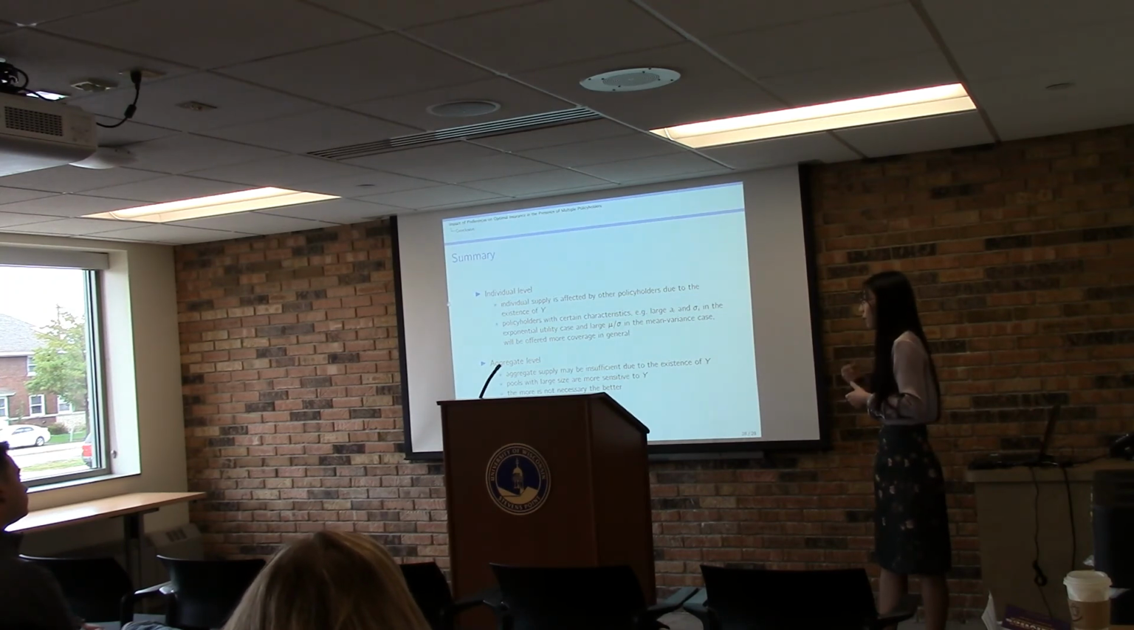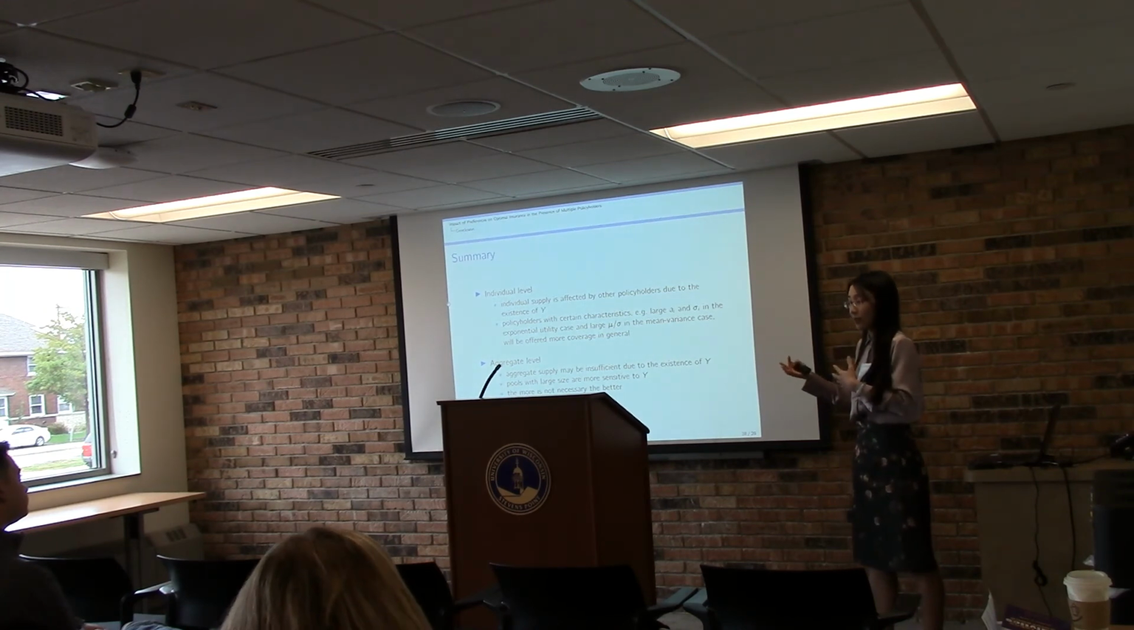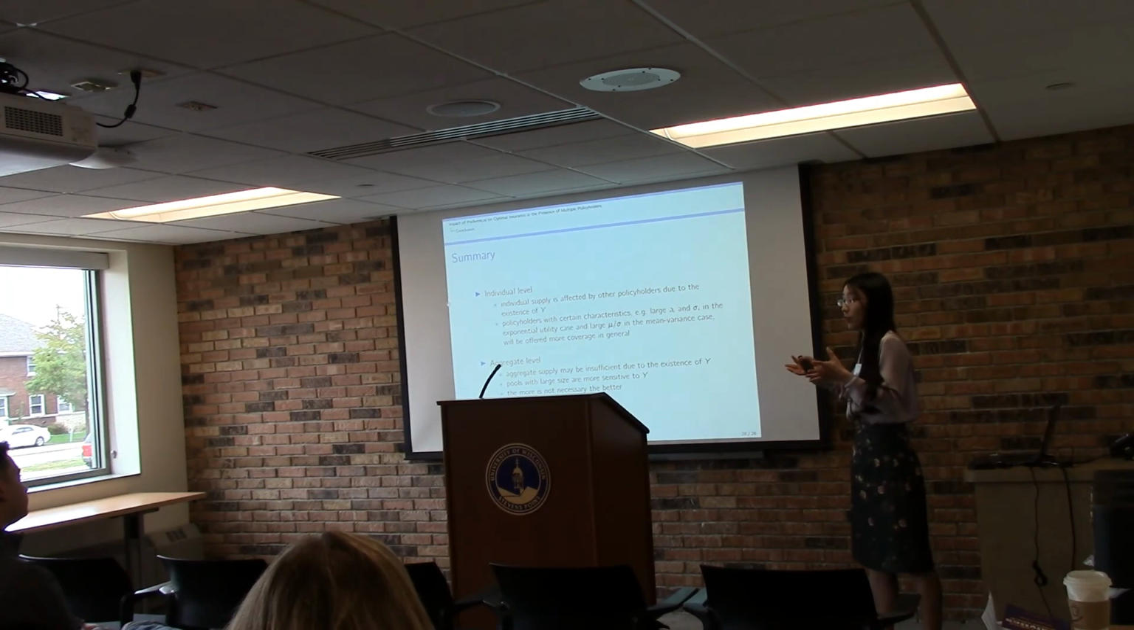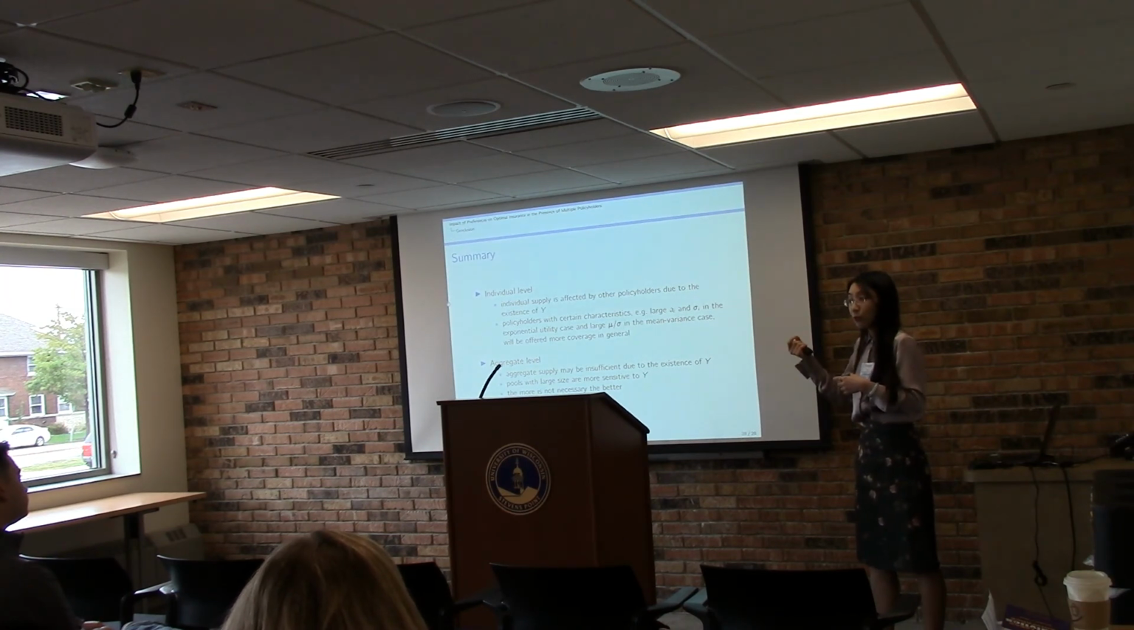This gives us some warning, especially for catastrophe risk. In this kind of catastrophe insurance market, the insurer cannot supply sufficient insurance policies to all policyholders. So in this case, maybe the government needs to step in to support the insurance supply in the market.